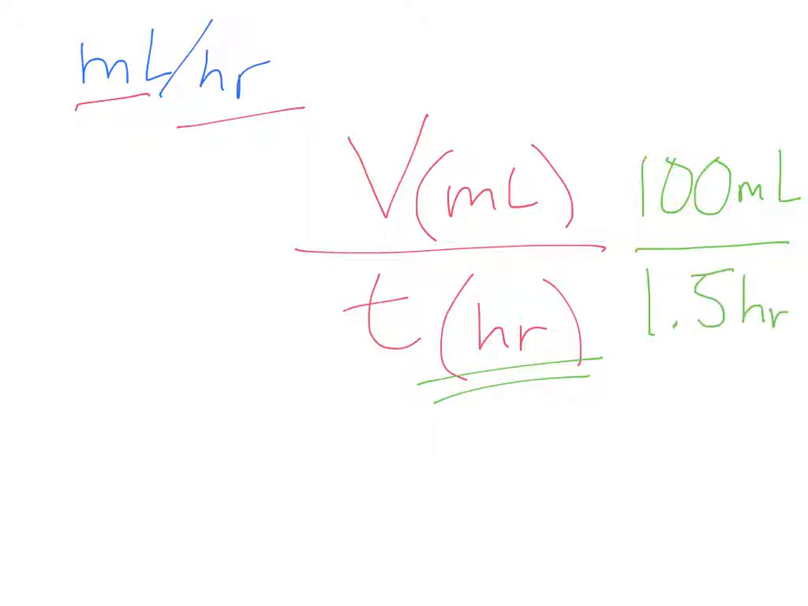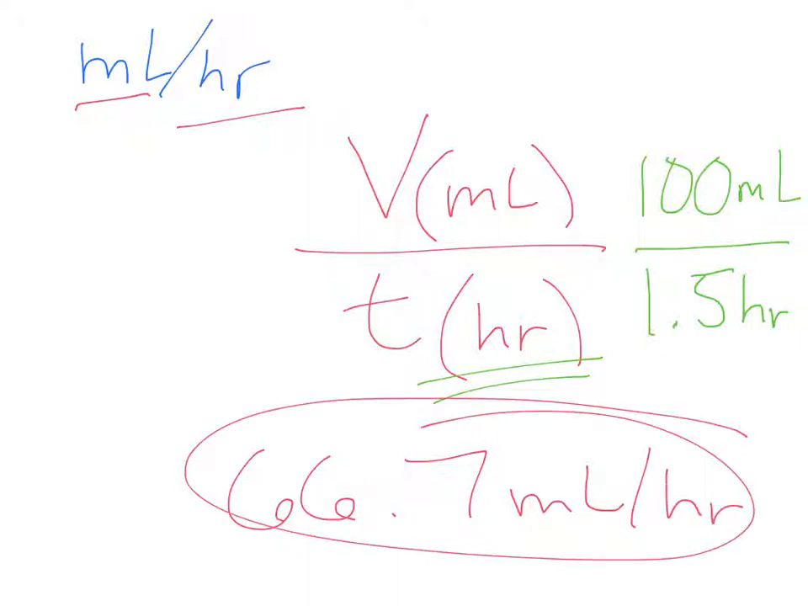So if they're to receive 100 milliliters in 1.5 hours, if I took 100 and divided it by 1.5, it gives me about 66.66666 repeating. So it gives me about 66.7 milliliters each hour. So if you ever want to calculate just how much they're going to get in an hour, all you have to do is take your total volume divided by your time in hours.